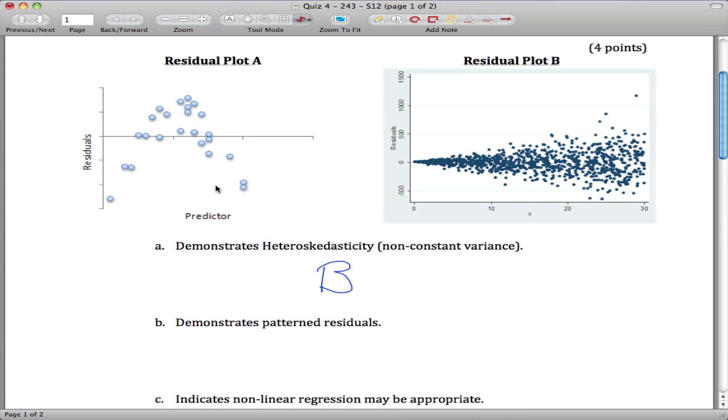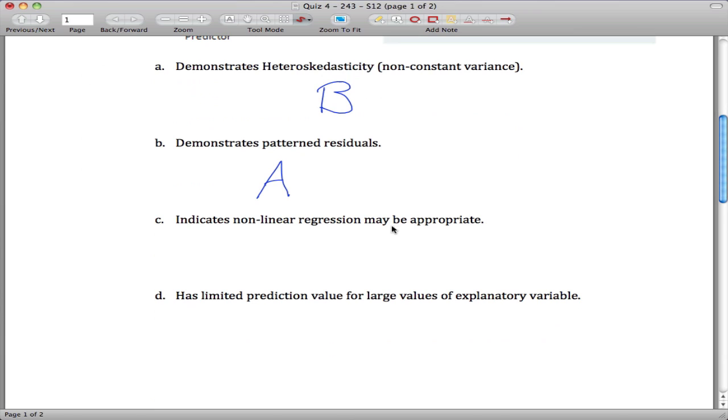Pattern residuals is this one, where you have this pattern going on here. The residuals are negative, and then the residuals are positive, and then negative again. That's A. And then, which of these indicates nonlinear regression may be appropriate, and which has limited prediction for large values of the explanatory variable? This is A, and this is B.